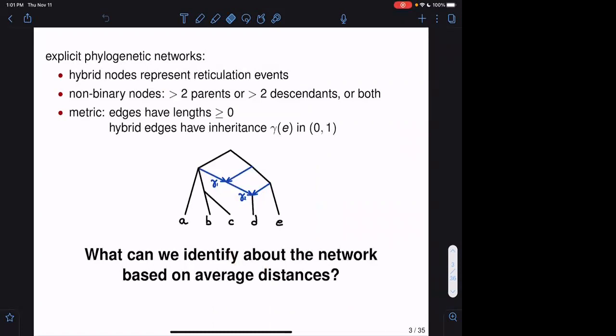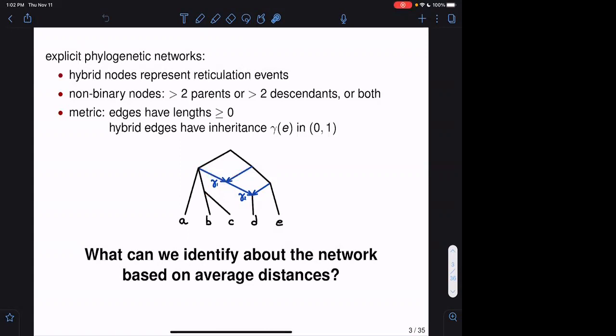So as you know, I'm interested in explicit phylogenetic networks. They are extensions of trees. What trees don't have are hybrid nodes, which are nodes that represent reticulation events. In explicit phylogenetic networks, each node represents an actual ancestral population, and hybrid nodes receive genetic material from two parents.